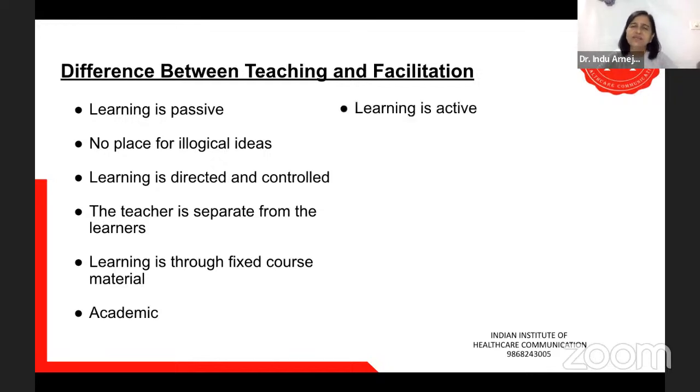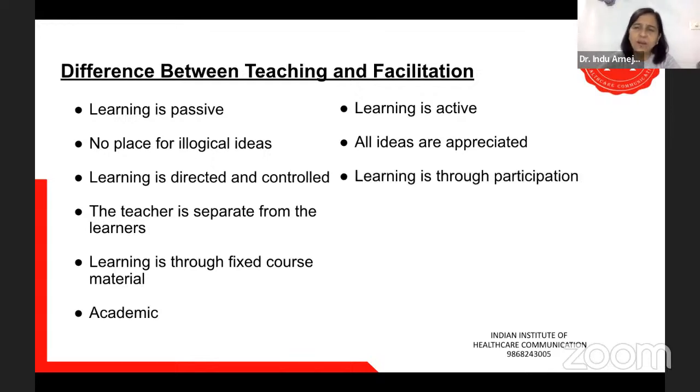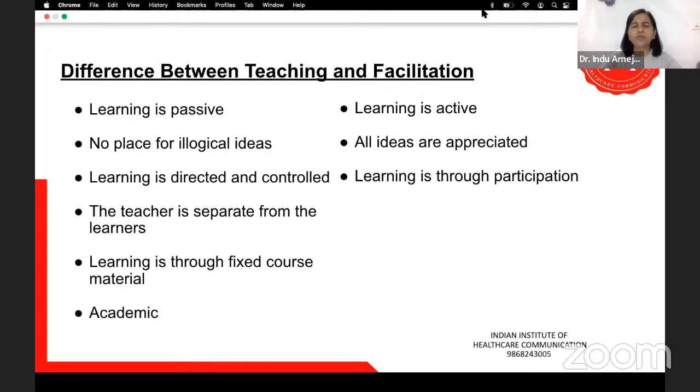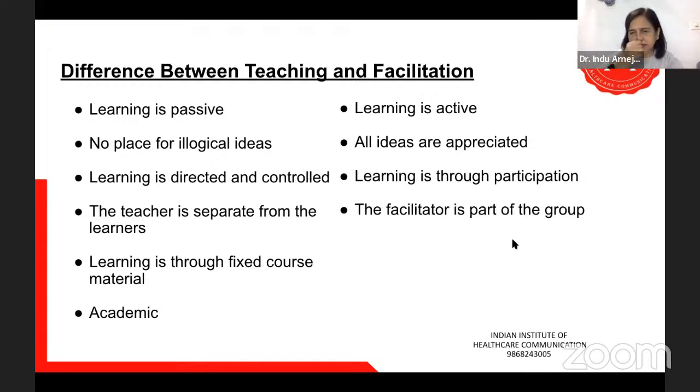Whereas in facilitation, everybody is actively participating because there's learning both ways. All ideas are appreciated because there's always some element of truth in every statement that comes from the participants. Then learning is through participation; everybody participates in a manner that brings more and more understanding, or a deeper understanding.